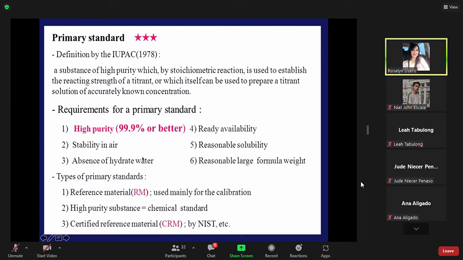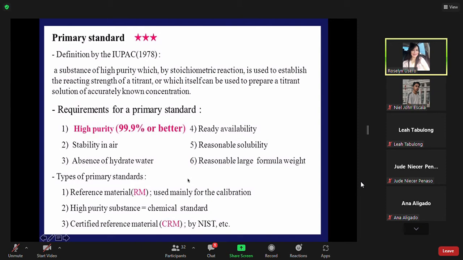So class, if you see in the formula, for example, sodium thiosulfate dihydrate or trihydrate or tetrahydrate, then it cannot be used, so there should be an absence of hydrate water. The formula really should have no water. Next, readily available, reasonable solubility, and also has large formula weight.